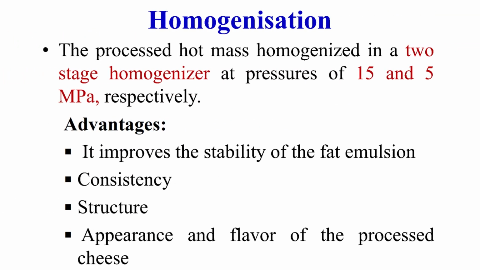After processing, the hot mass is often homogenized in a two-stage homogenizer at pressures of 15 and 5 megapascals respectively. Homogenization improves the stability of the fat emulsion and enhances the consistency, structure, appearance, and flavor of the processed cheese.